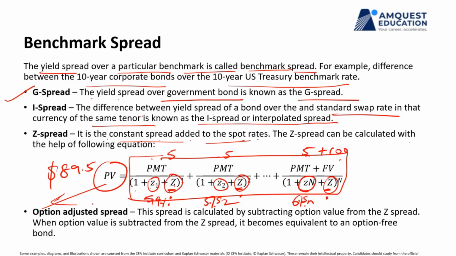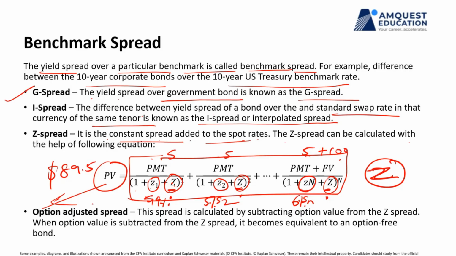The only way to solve this in the exam, you will be given three options. Pick each option, put it here in the Z, and just answer. See, wherever your present value turns out to be 89.5, that is your correct answer.